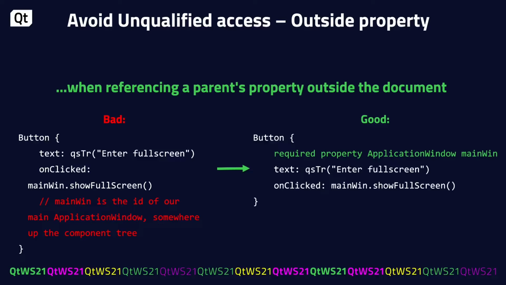Ideally, you'd use a required property instead that asserts that you have an application window called main_win, and this has several advantages. One of the biggest advantages is this will actually be enforced. If you don't pass a property, if you don't pass an application window into this button, it will tell you at compile time, hey, there's something wrong.